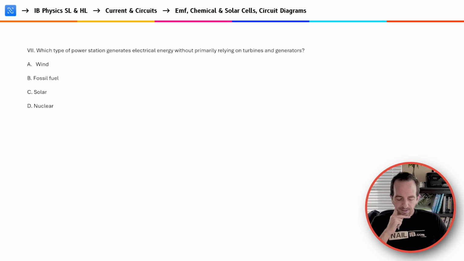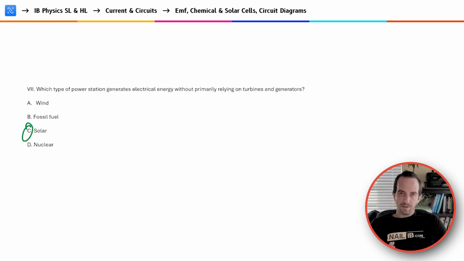Based on what we discussed, which type of power station generates electrical energy without primarily relying on turbines or generators? As I wanted you to know, the answer is C. They've asked similar questions before, so I reworded it and tested the idea that they wanted you to know, that one of the characteristics of solar cells is that they create electrical energy, currents, in this case not in the same way that wind turbines or fossil fuels or nuclear energy work. In this case, solar cells do not need turbines or generators, generally speaking.